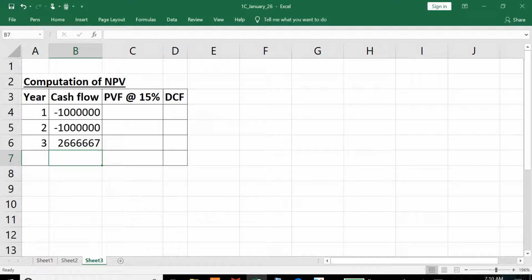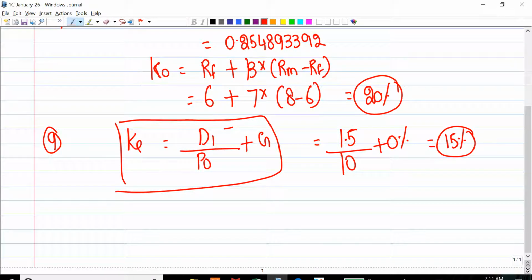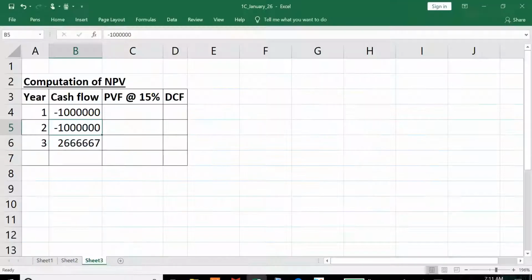I'll compute the NPV now. Any doubts on this? Perpetuity value is nothing but this formula itself, the same formula. 15% is equal to 4 lakh divided by P naught. So you will get the P naught, or the value of perpetuity. The value of perpetuity is 26 lakh 66,667.